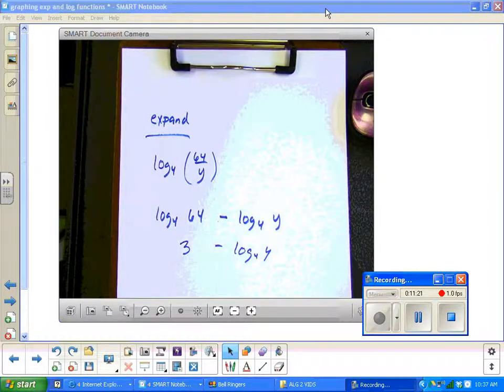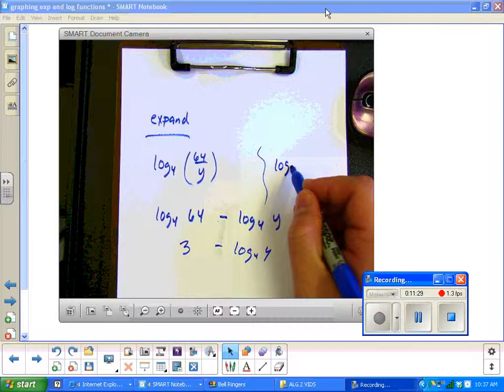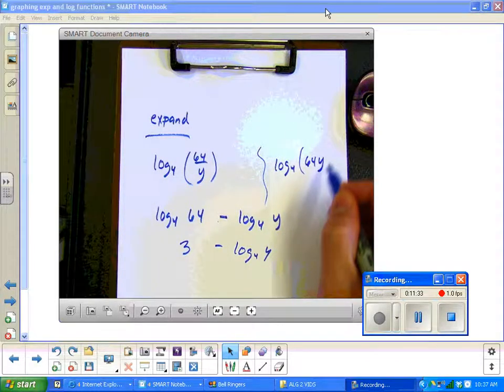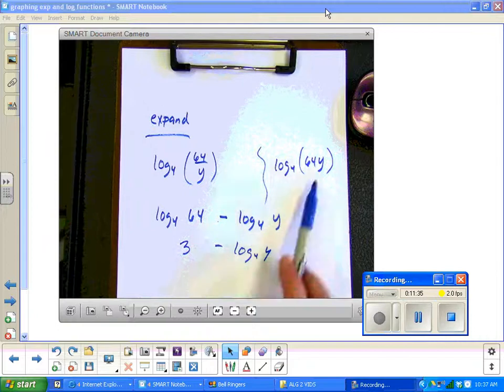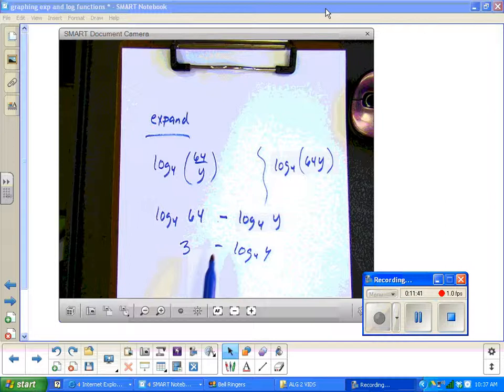Now, how would this change if it looked like this? Log base 4 of 64 times y. And you have to add it in. Right. And so the only thing that would change here is this would be plus. Okay. All right. Let's try one.